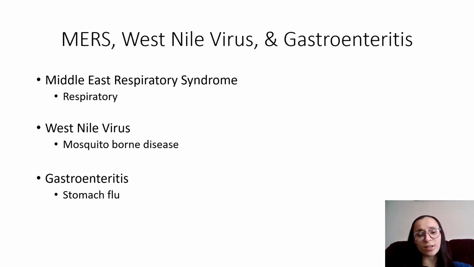The next one is West Nile virus. This is a mosquito-borne disease that usually occurs during the summer months. You want to prevent it, so use insect repellent, long sleeves, long pants, and no outdoor activity in the heat of the day. Next one is gastroenteritis. This is the regular stomach flu. It's basically inflammation of the stomach and intestines that causes nausea, vomiting, and diarrhea. You want to give them fluids and tell them to keep drinking, basically.